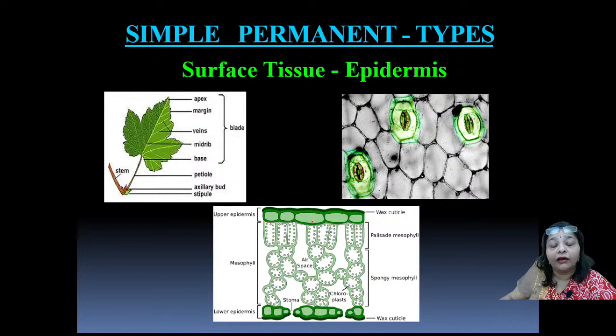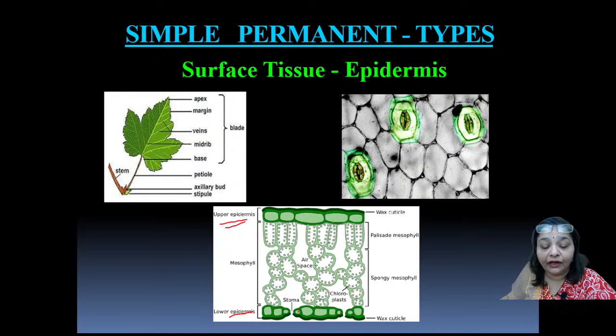Now you can see on the surface the upper surface, the adaxial side of the leaf, and the lower surface, the abaxial side of the leaf. Both these surfaces are covered with epidermis. On the upper side it is simply termed the upper epidermis, and on the lower side the lower epidermis. If you see the structure of the cells, you can see barrel shaped cells covered with a thick wax cuticle.